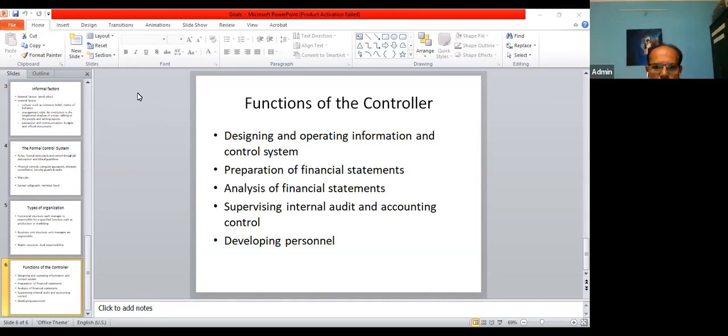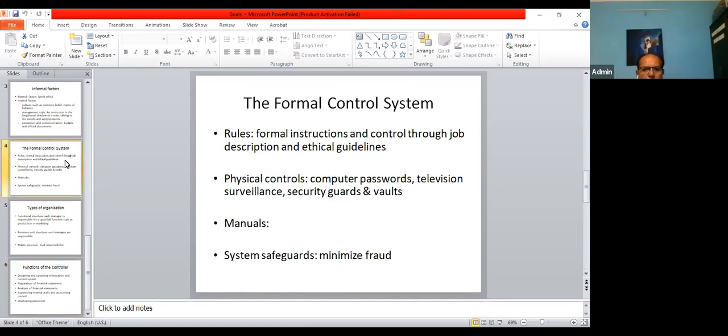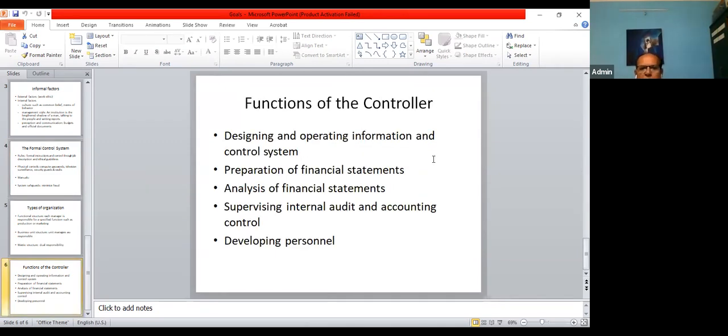Yes, now let me explain the functions of the controller. We have discussed the formal control point also, informal and formal. See the formal control system. This was about the formal control system. Now we are discussing the functions of the controller: designing and operating the information and control system.